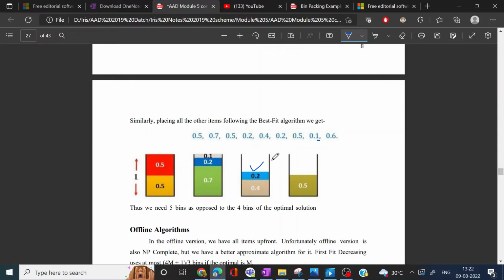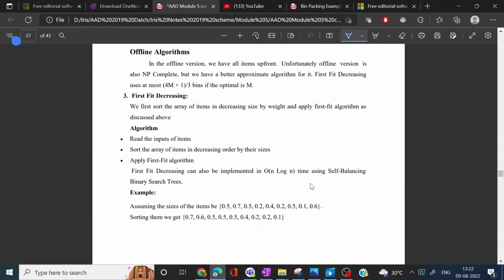In such a way, each of the items is put into the bin. Then 0.1 we'll put here. Then 0.6. For 0.6 one more bin has to be drawn. So this algorithm also takes the same number of bins. That is, best fit also takes the same number of bins as the first fit algorithm.